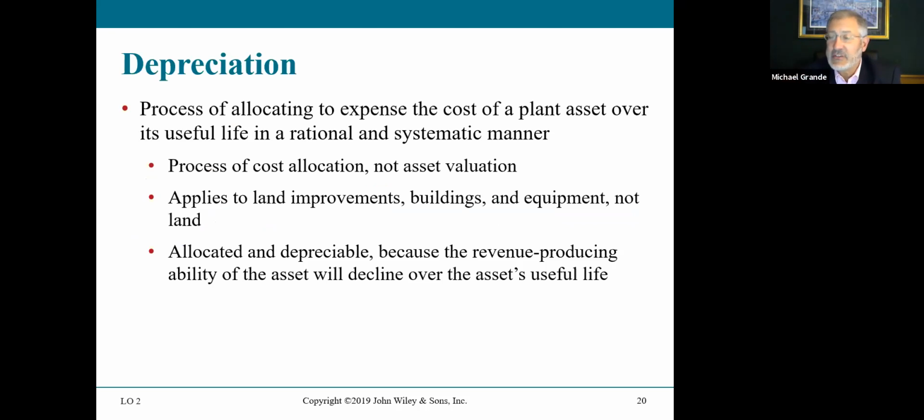I've said depreciation is the allocation of cost of an asset over its useful life. Allocation.